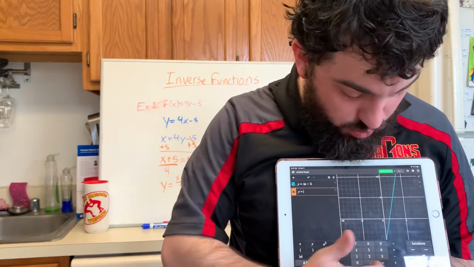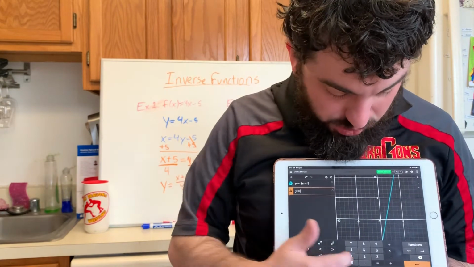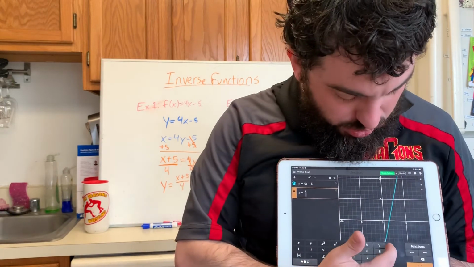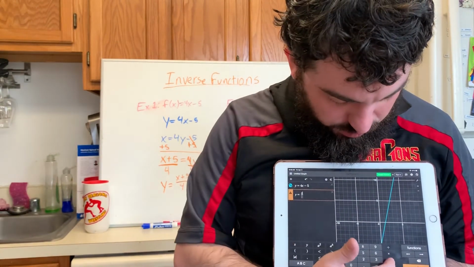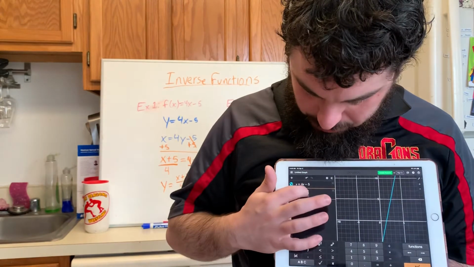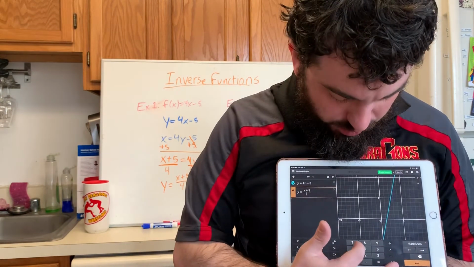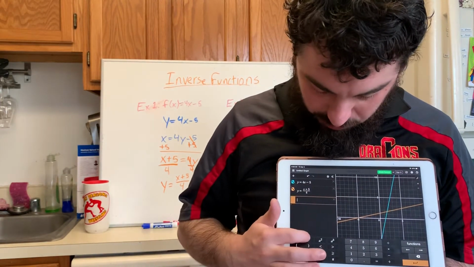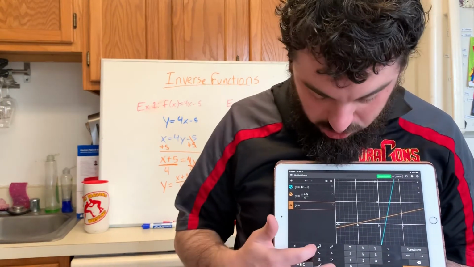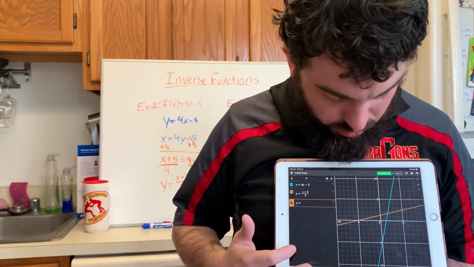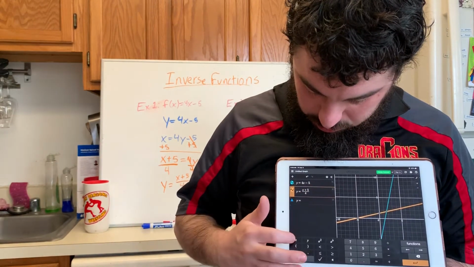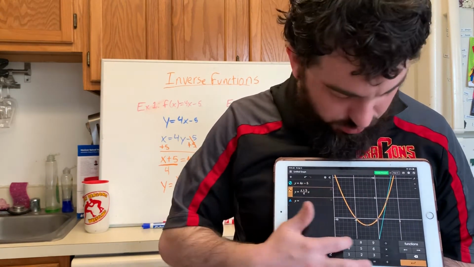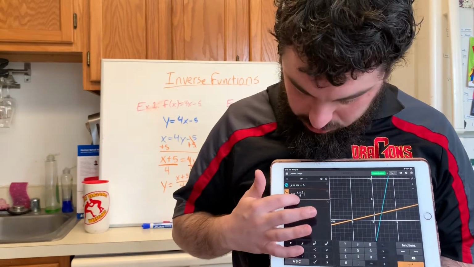Y equals, now since it's a fraction, I want to hit division right away. I'm going to put x plus 5 in the numerator. Click down here in the denominator and put 4. So we see those two functions. If I finally add y equals x, oh, that went into the wrong function. That would really change things up.